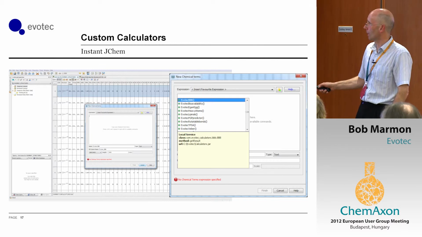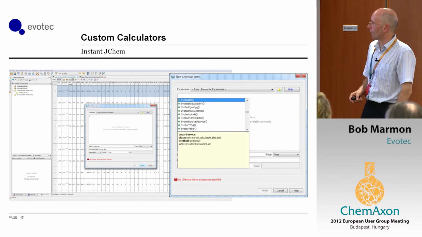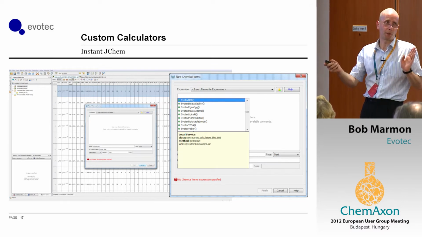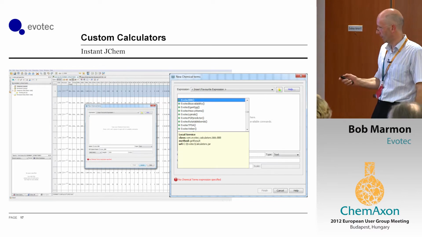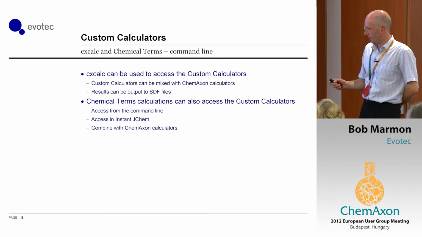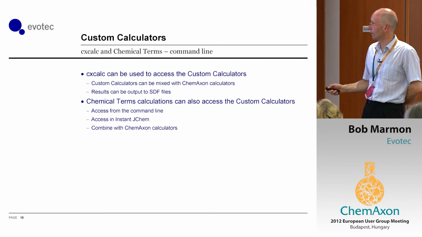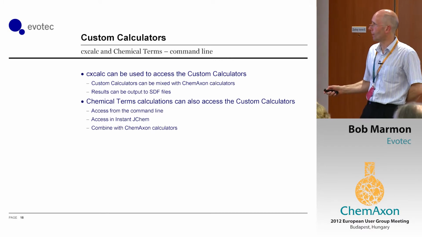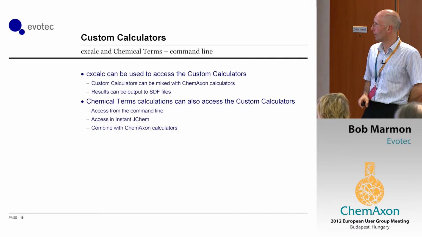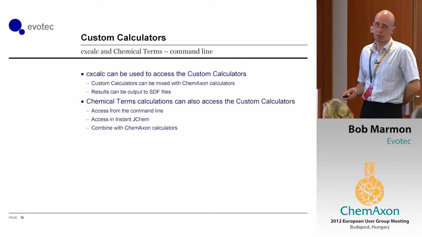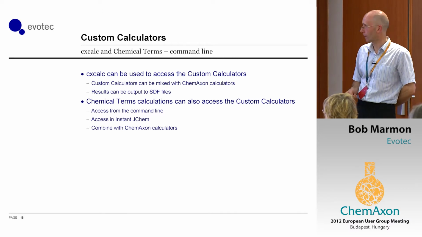And of course, as it's a chemical terms dialog, you can use the other ChemAxon calculators as well. You can combine them using the chemical terms language. And of course, the calculators are also available in CxCalc, and using enumerate from the command line, you can also access the calculators, and you can combine them with the ChemAxon ones.